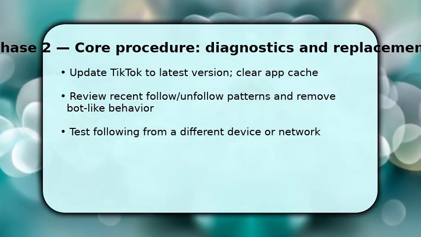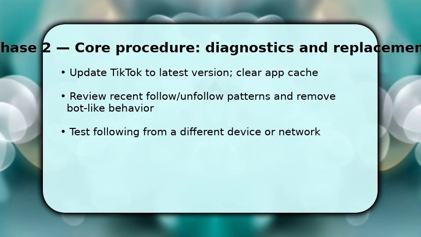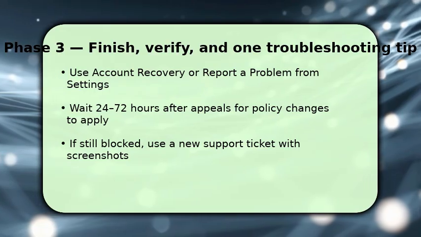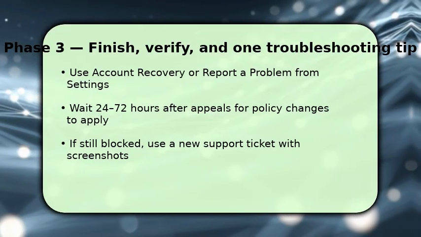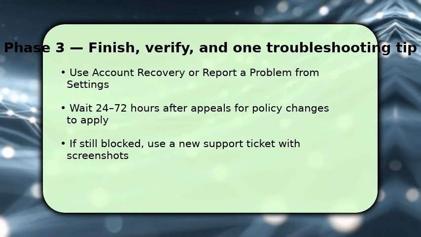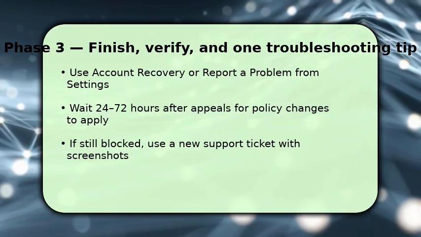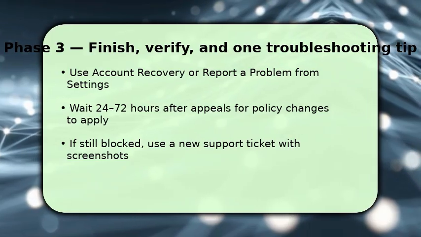If it works elsewhere, the issue is local, so finish by using formal support paths and a final check. You'll submit account recovery or report a problem with clear screenshots showing the error and explain what you already tried. Once submitted, wait 24 to 72 hours. Policy or rate limit lifts can take time to propagate. If nothing changes, open a new support ticket with timestamps and device details.